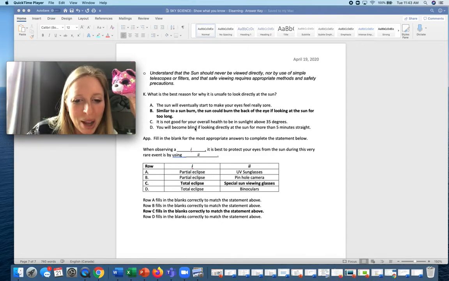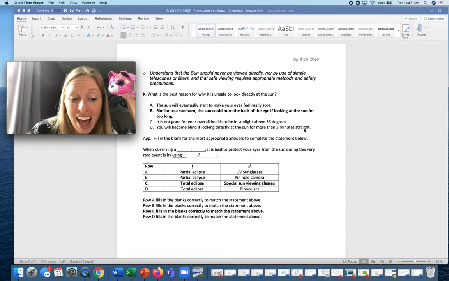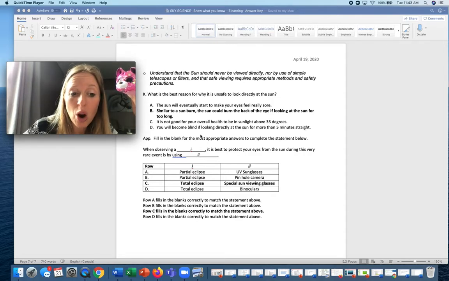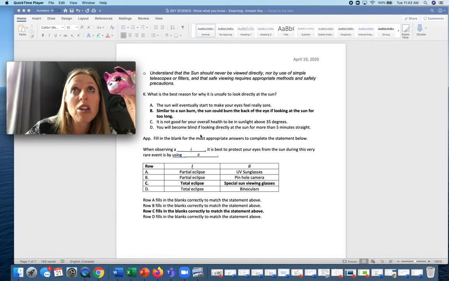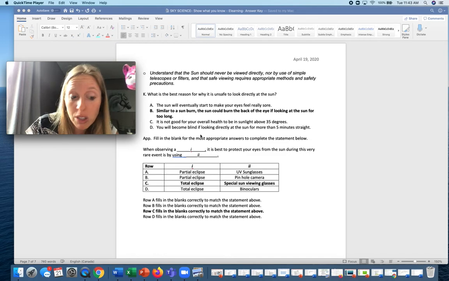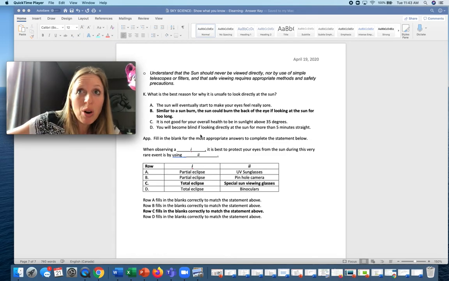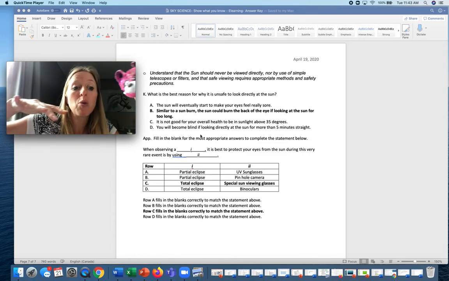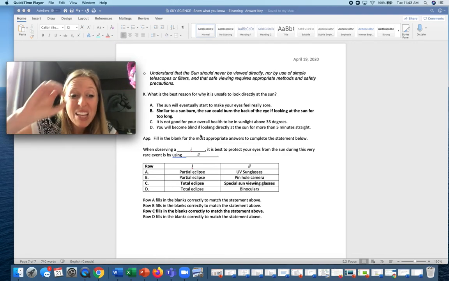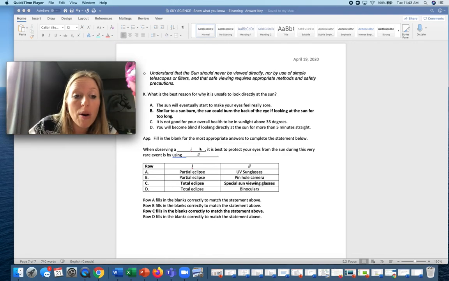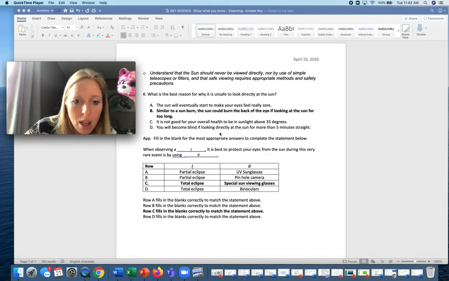Okay, you will become blind if looking directly at the sun for more than 5 minutes straight. That is a bold statement to make. We do not know that you will become blind if you stare directly at the sun for 5 minutes straight. Galileo did go blind after looking at the sun, but we don't know if that was 5 minutes. There's no way it was 5 minutes. It would have been way more than 5 minutes. And he was looking through a telescope, so that really magnified the rays that were coming onto the back of his retina. So the best answer is B for that one.